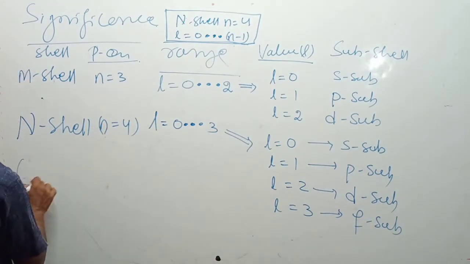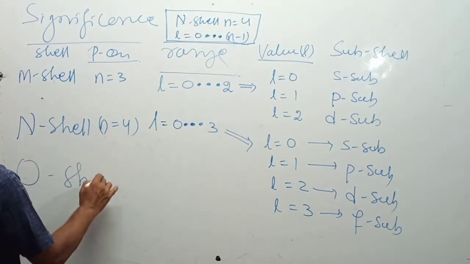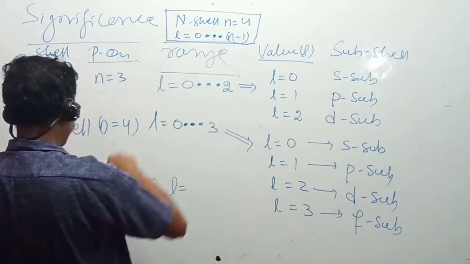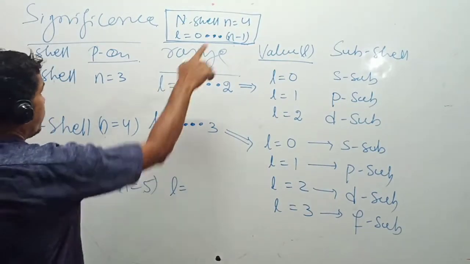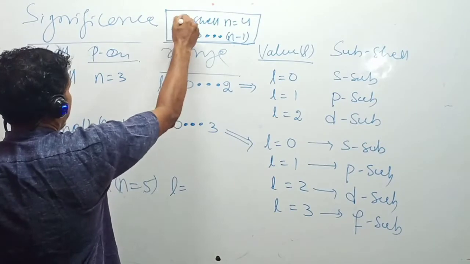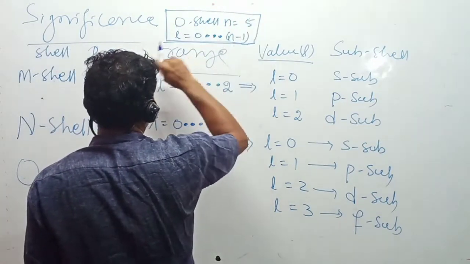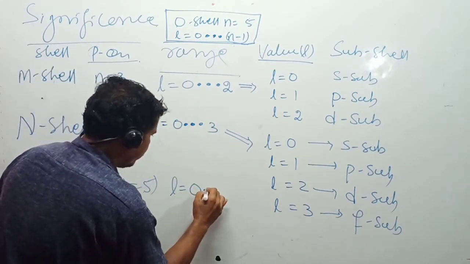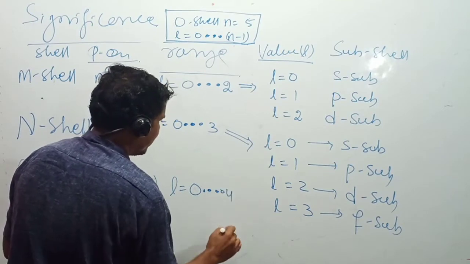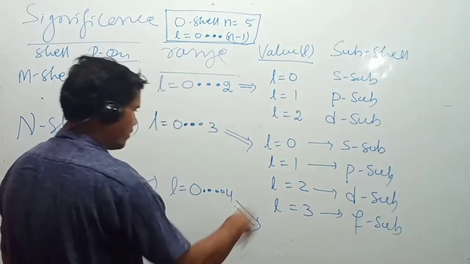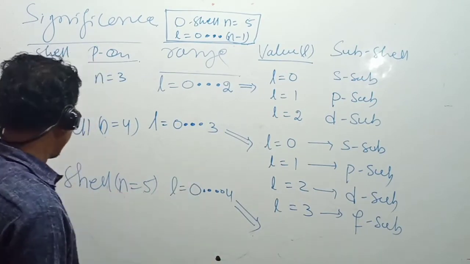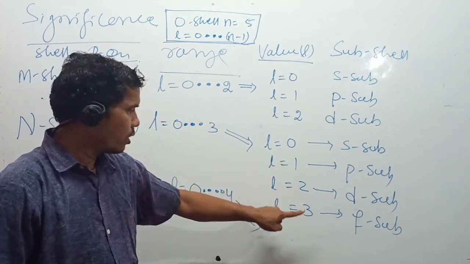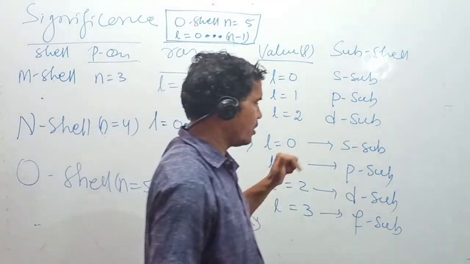Similarly, we'll go for the O cell. L equal to 0 to n minus 1, so we put 5 minus 1. It is the O cell, n equal to 5, same information. So L ranges from 0 to 4. This implies there are 5 subcells, that is L0, L1, L2, L3 and L4: S, P, D, F and G.